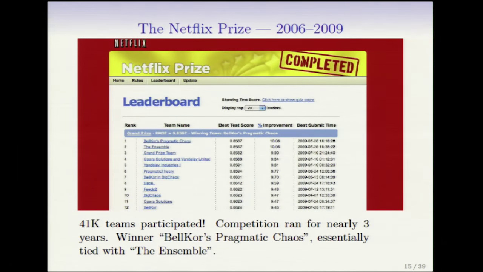You maybe read better than me, 10.06 there. And then they had another validation set in which they had to give their final predictions, and they tied on that too. So it was a very, very close competition.